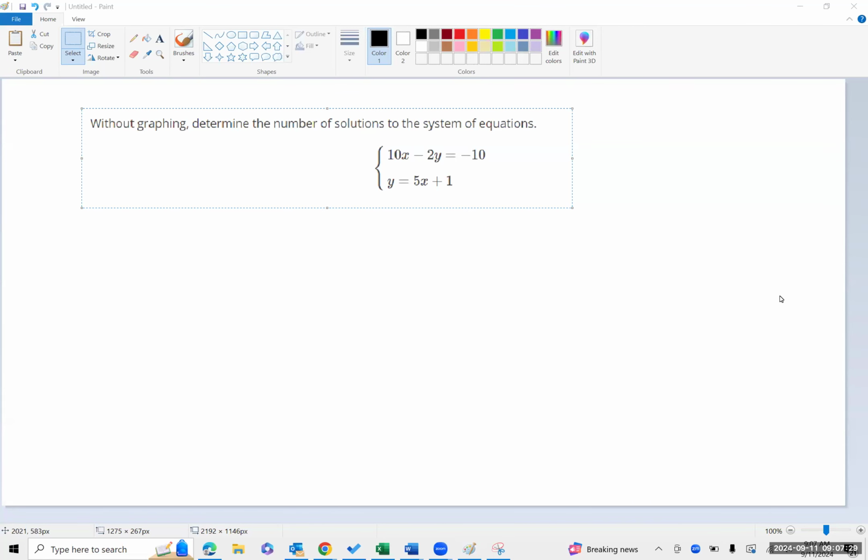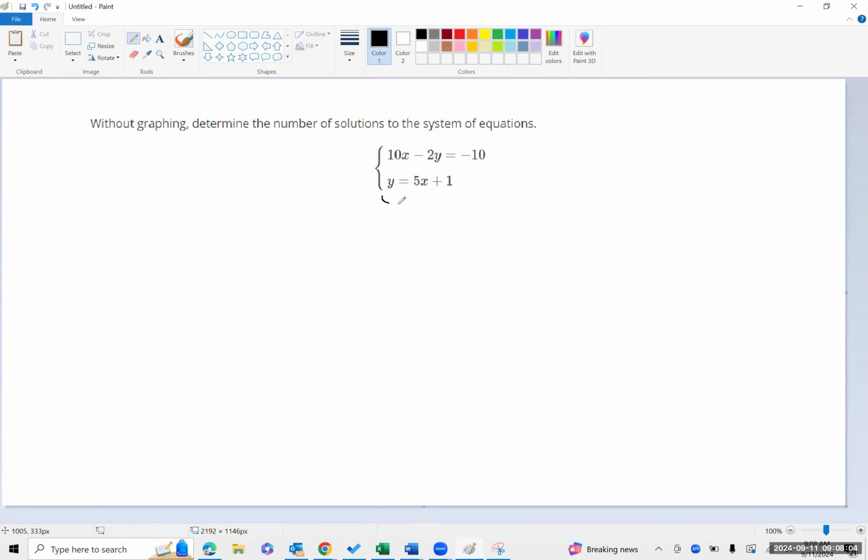So this problem says without graphing, determine the number of solutions to the system of equations. Now, I may rely a little bit on graphing just to give you a broader sense of what's happening. But ultimately, you don't need graphing to solve it, but it'll be there as a helpful reference, mental tool.